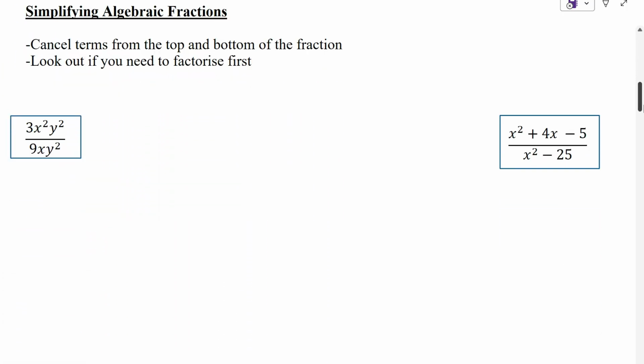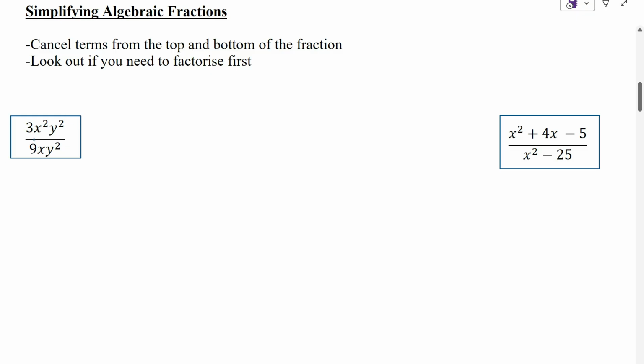Starting off, let's look at how to simplify algebraic fractions. Now this is fairly simple. We just need to cancel terms from the top and the bottom of the fraction. An extra step that we may need to take is we might have to actually factorize the top or bottom of a fraction. This is something we need to keep an eye out for.